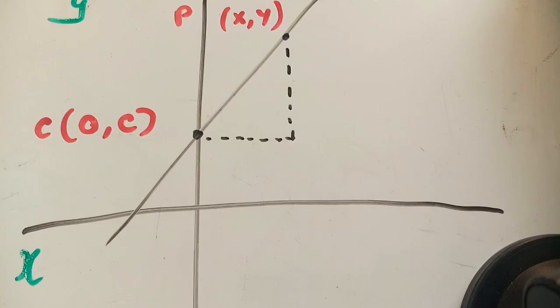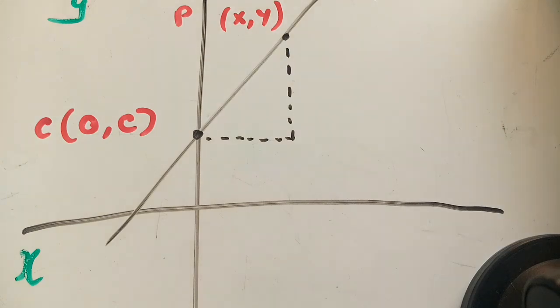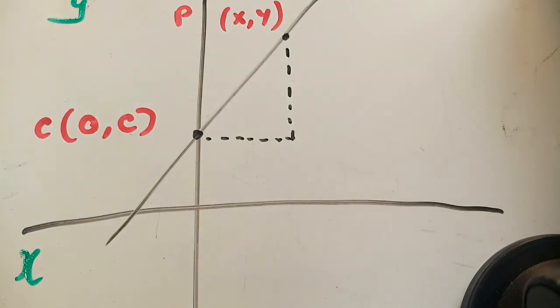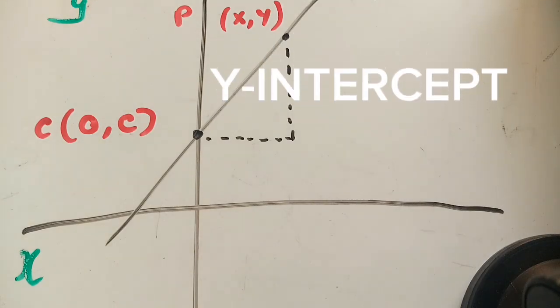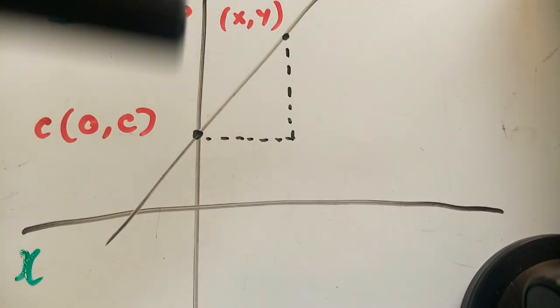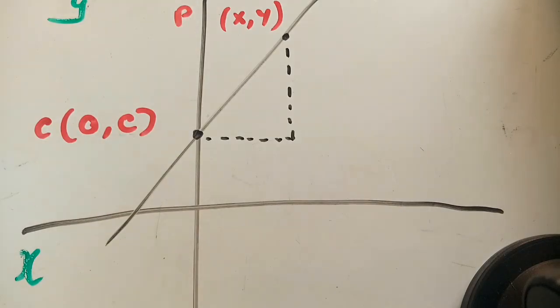So we have this line through 0, c and x, y. You might be asking, what is c? c is referred to as the y-intercept. So what is the y-intercept? The y-intercept is simply the point where the line cuts the y-axis. So this line cuts the y-axis at this point, which is point c.